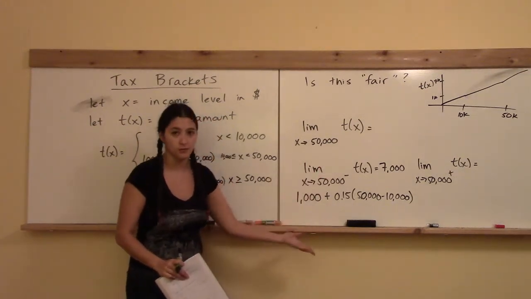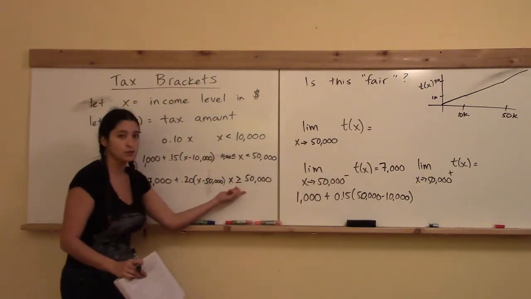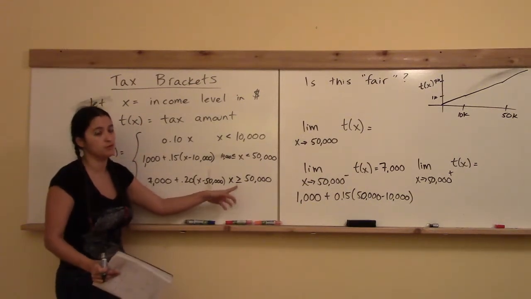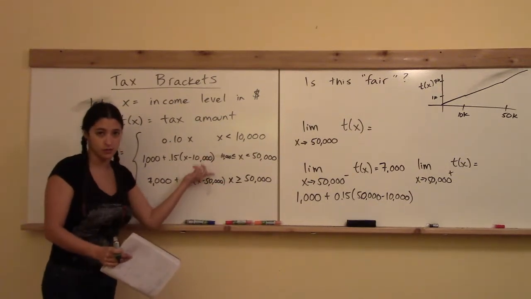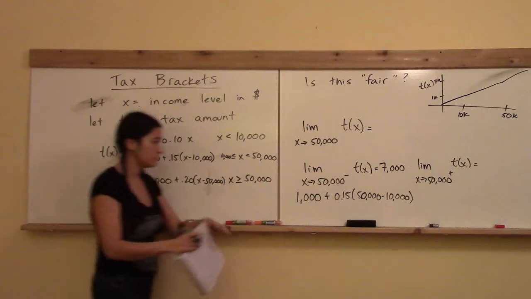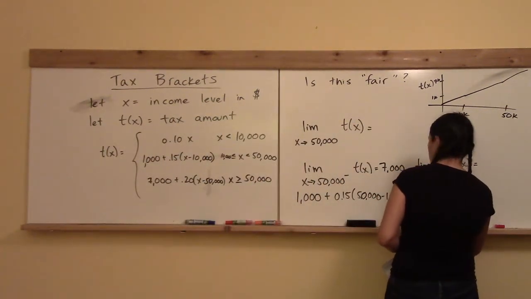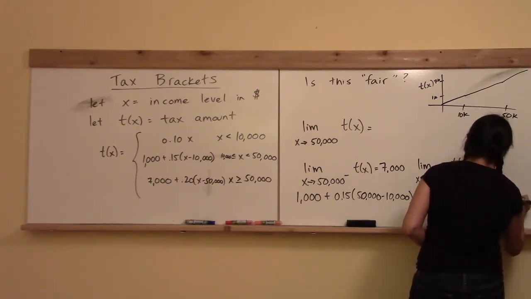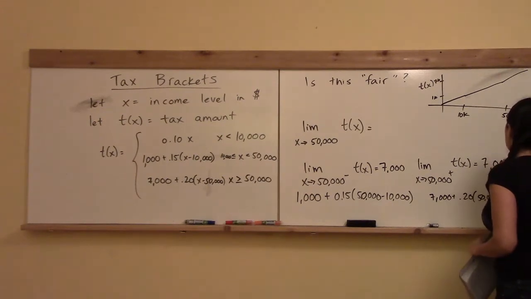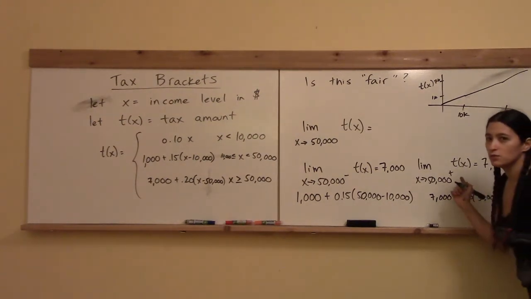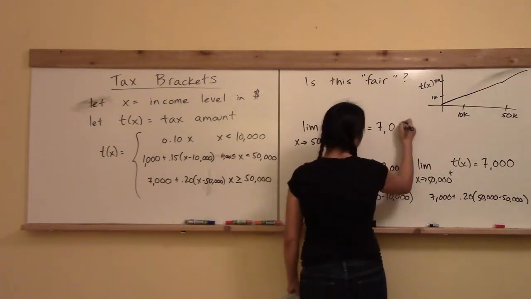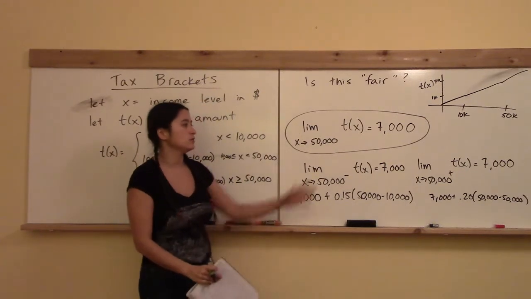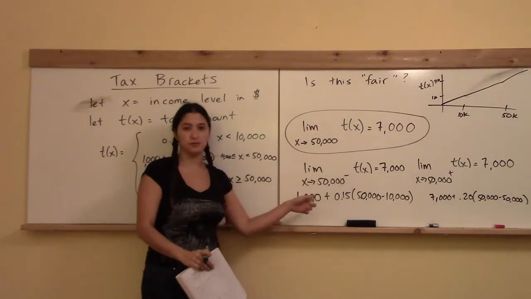Now when I compute the limit from the right, I fall into this category over here, which happens to include 50,000, but doesn't necessarily have to include it for me to do this trick, because you just saw me use that trick on the last one. So now I plug in the 50,000 here, and I get 7,000 plus 0.20 times (50,000 minus 50,000). And that also comes out to be 7,000. Because both of these one-sided limits exist and are equal, I can conclude that the original limit is equal to 7,000.